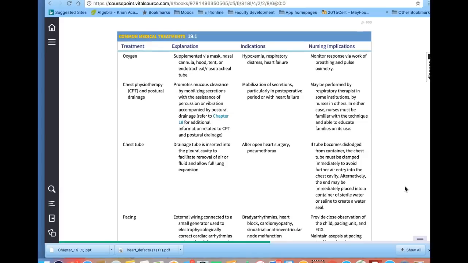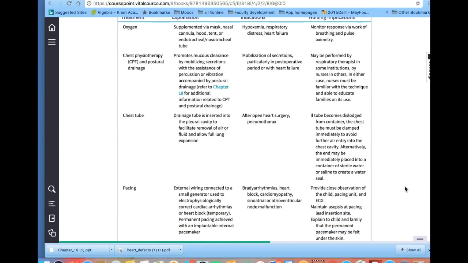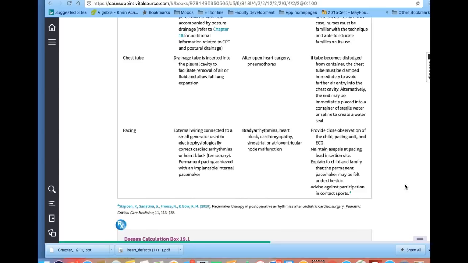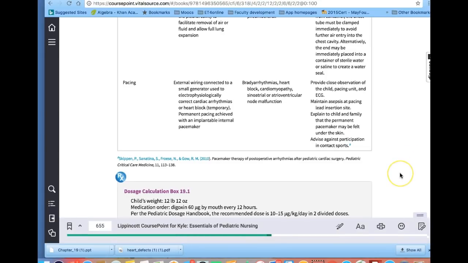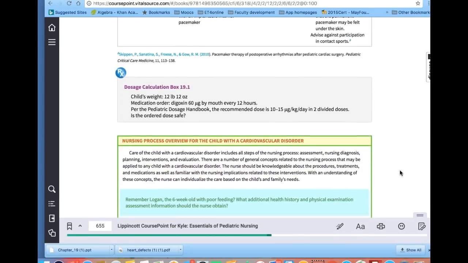CPT we talked about in the respiratory module. That's to clear drainage. If you have a lot of fluid or mucus, that's going to increase oxygenation. You don't really see that a lot in the cardiac patient. I was kind of shocked to see it in this chapter. It's more used with respiratory patients. Chest tube after open heart surgeries, which a lot of the defects are corrected only by surgery, you might see a chest tube. And then pacing, if you have an arrhythmia, if you have AV node malfunction, you might see a child with a pacer, either temporary or a permanent pacer put in.